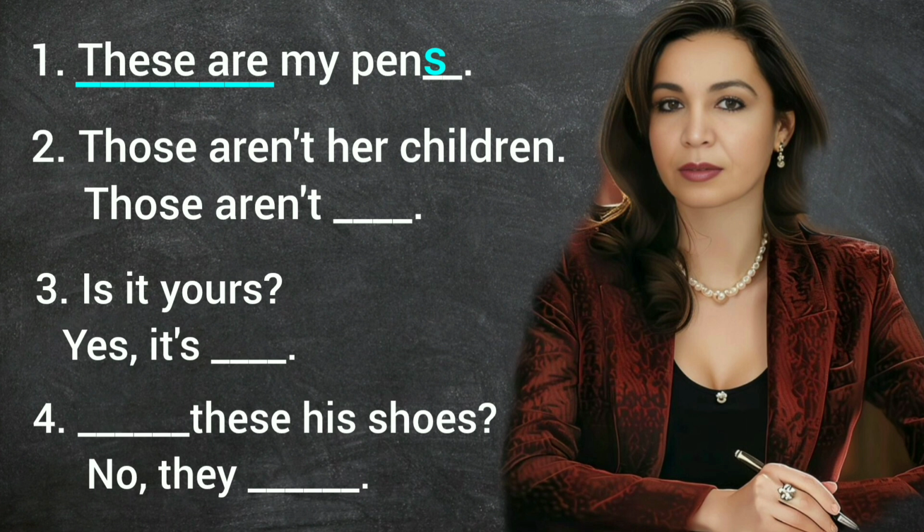Next, we look at these two sentences. Those aren't her children. We can also say those aren't. What do we put here? Just think. Her children because it is followed by a noun. And here there is no noun. So we are going to use the possessive pronoun. Those aren't hers.